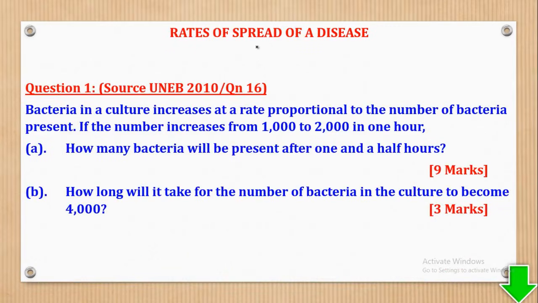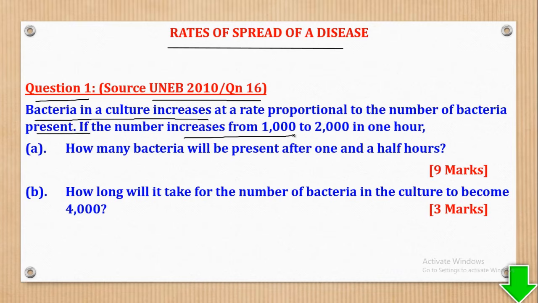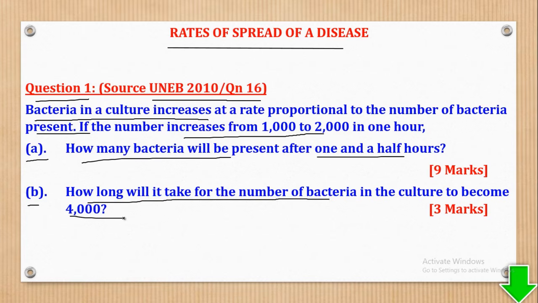So now we shall go to rate of spread of a disease. And question 1 came from UNEB 2010, paper 1, question 16, and says, bacteria in a culture increases at a rate proportional to the number of bacteria present. If the number increases from 1000 to 2000 in 1 hour, part A, how many bacteria will be present after 1.5 hours? And part B, how long will it take for the number of bacteria in the culture to become 4000?